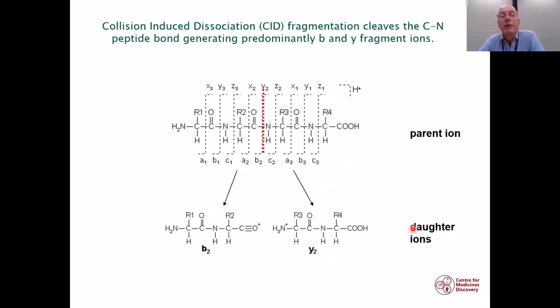So when we are fragmenting proteins and peptides, the bond cleavage is predictable. Okay, we get predominantly B and Y fragment ions. So this is our parent ion, this is our peptide, and this is the B fragment, and this is the Y fragment.